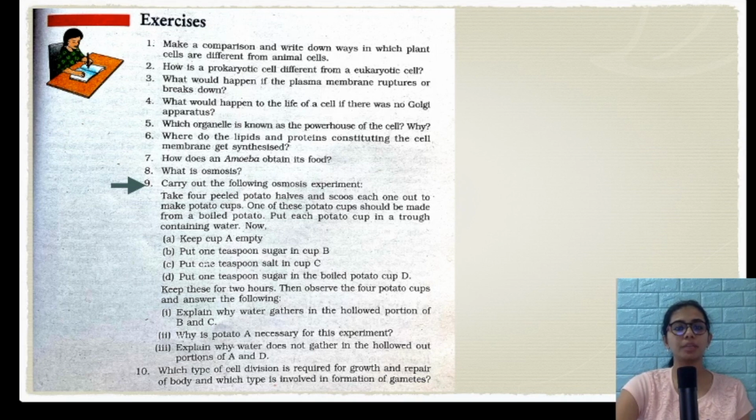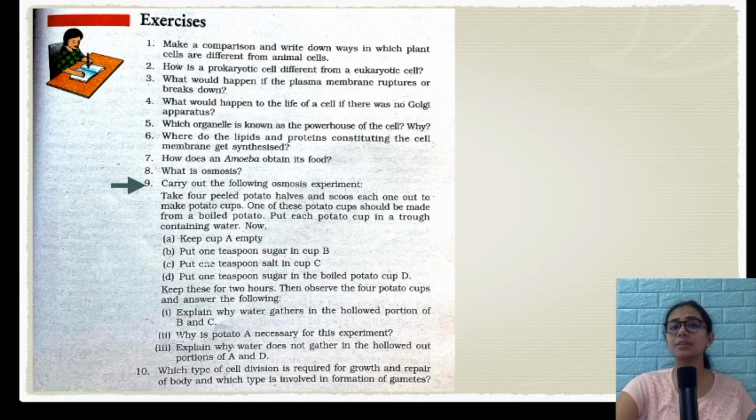Put each potato cup in a trough containing water. That means maybe a big tray or a long beaker containing water. In that, these potato cups are kept. Now let's see what we have to do with each cup. Keep cup A empty. In B, put a teaspoon of sugar. In cup C, put a teaspoon of salt. And cup D should be the boiled potato cup, and in that we are supposed to put 1 teaspoon of sugar.